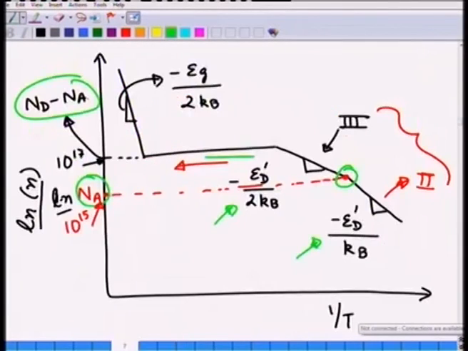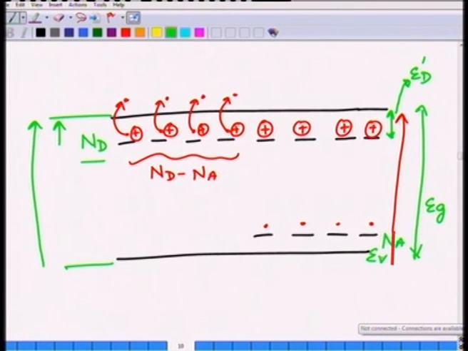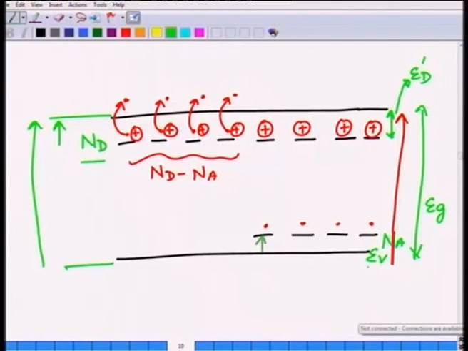So, ED prime you should be able to measure, you should be able to measure the band gap, you should be able to measure ND minus NA, and you should be able to measure NA. This much information you are able to get out of this one experiment. The only one which you are not able to figure out is this energy level, because no jumps of electrons are taking place between the valence band and the acceptor level.